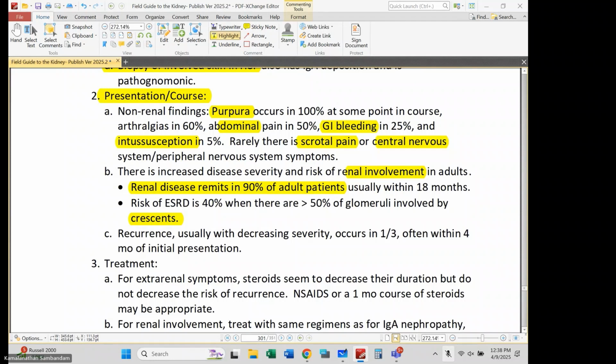Now, if you have florid crescents where greater than 50% of the glomeruli are involved, you do need to take that seriously. But having one or two crescents is not something that should make you panic. Okay.